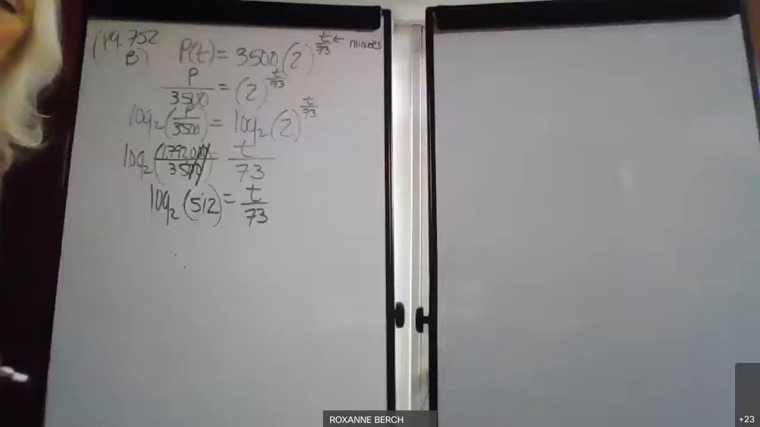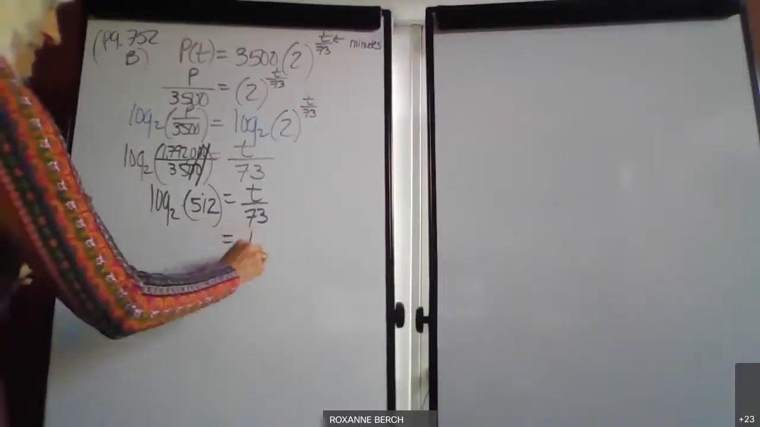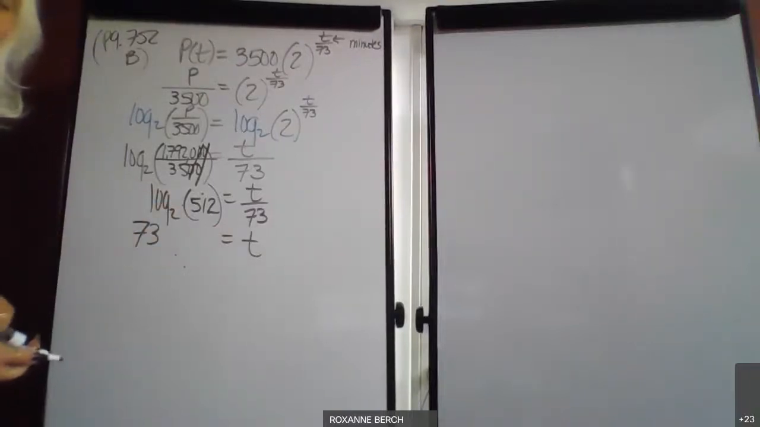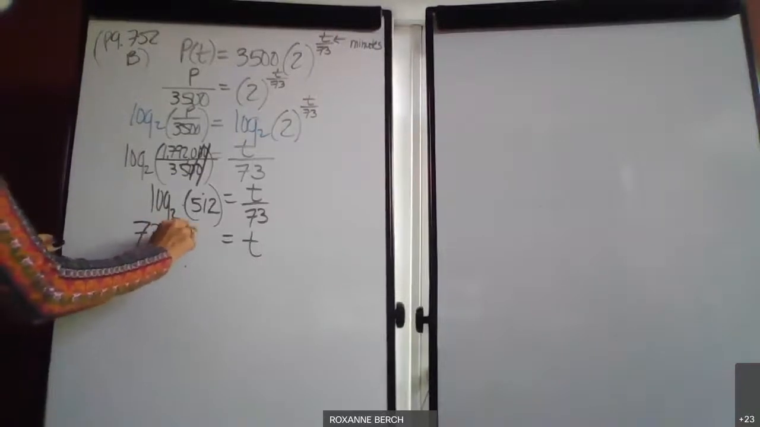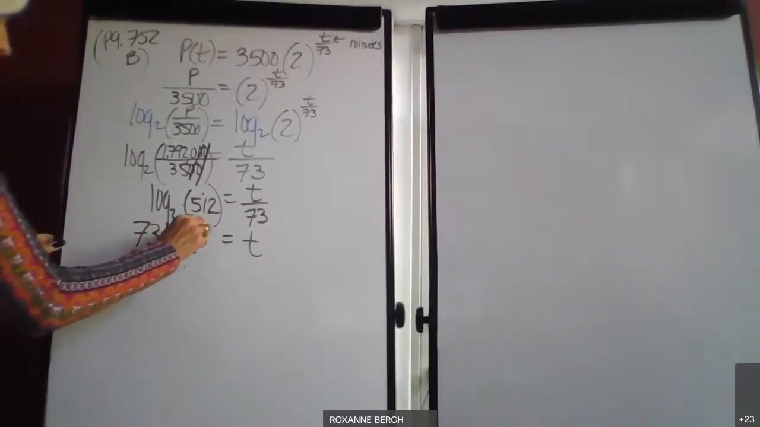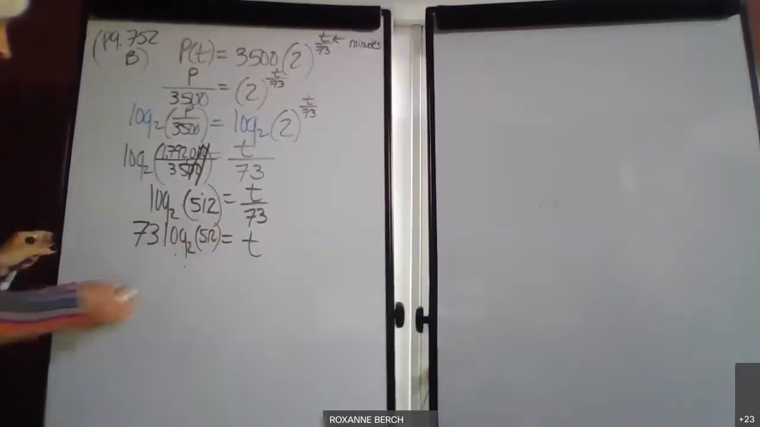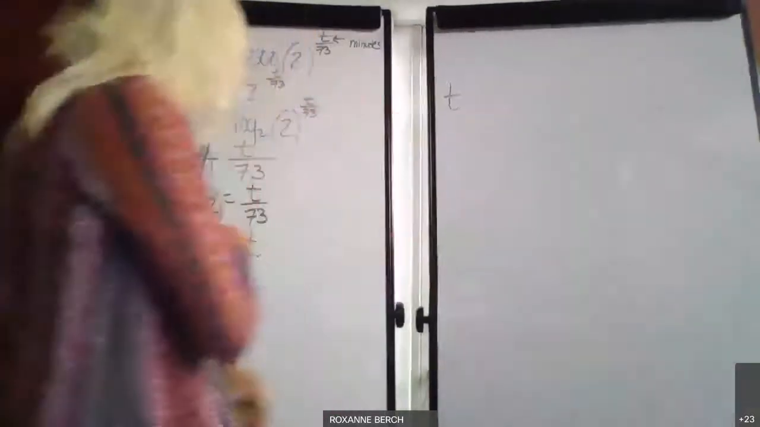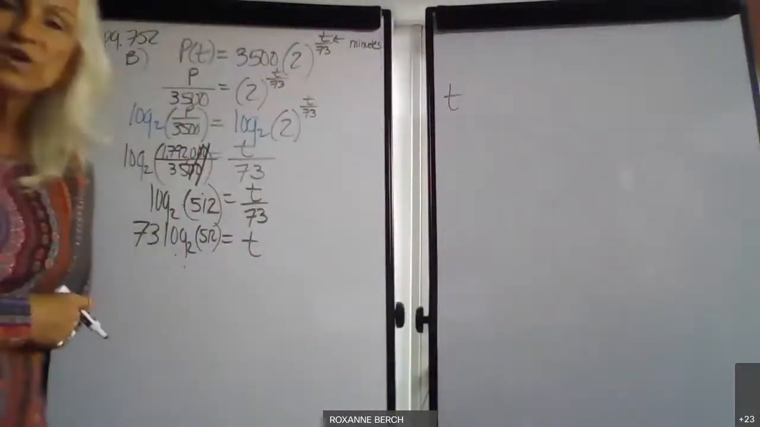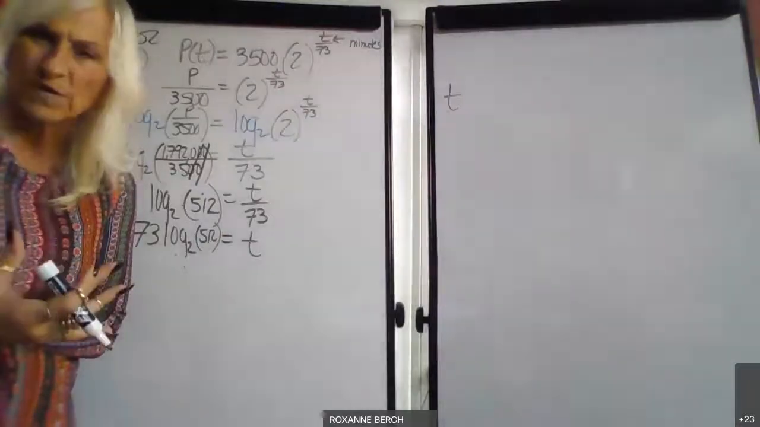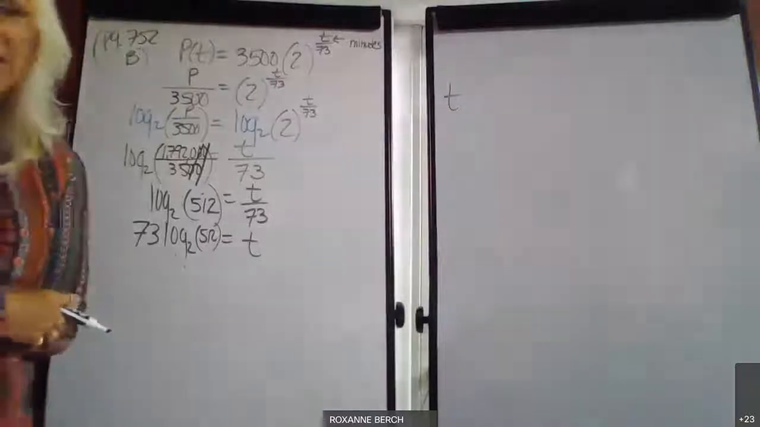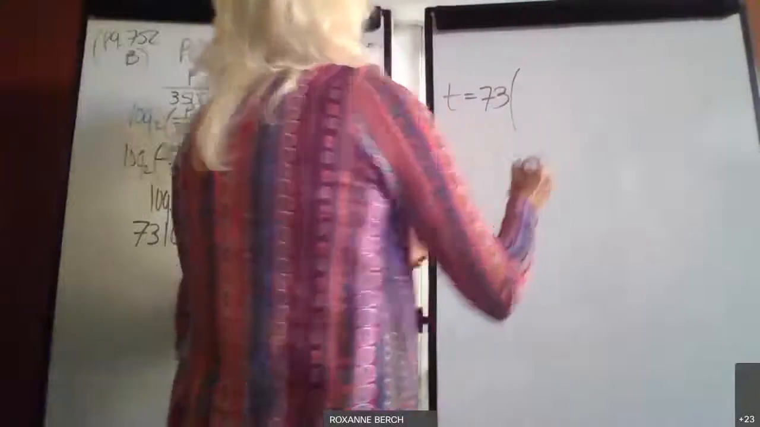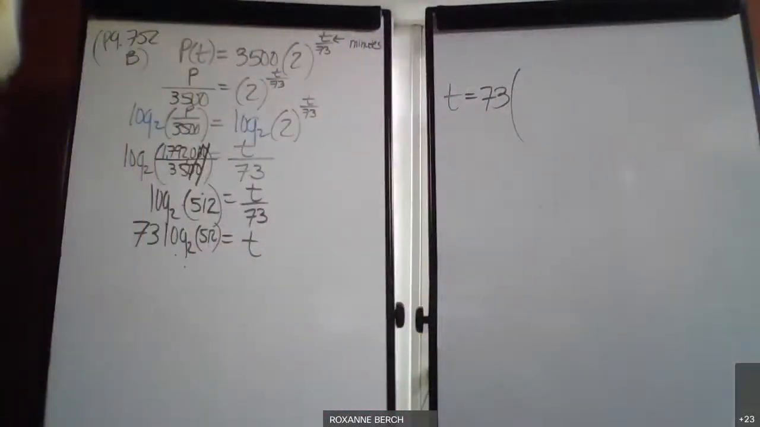Now we're going to solve for T. We're going to multiply by 73. That's not 512, that's inside a logarithm. So the 73 goes out in front, and it's 73 times log base 2 of 512. Now, if we could put this in the calculator, we would. But your calculator is a common logarithm, which is base 10, so you can't put this in the calculator. What you're going to have to do is use this formula called change of base.